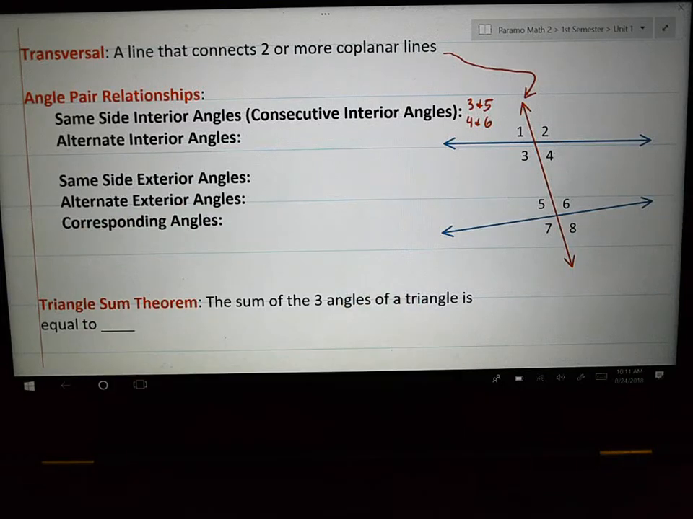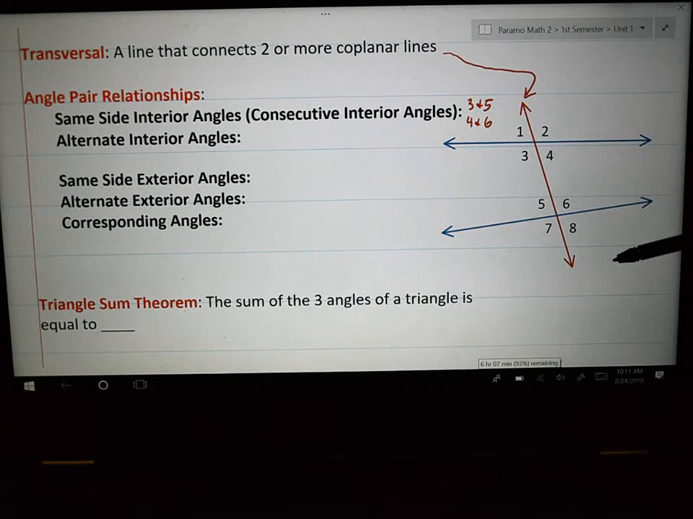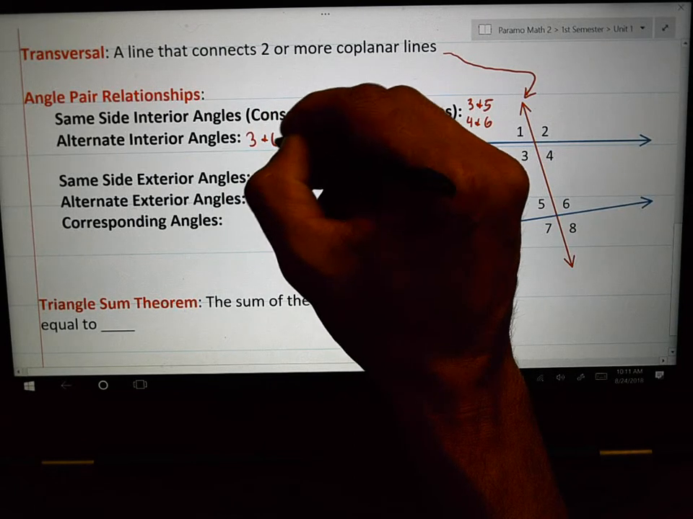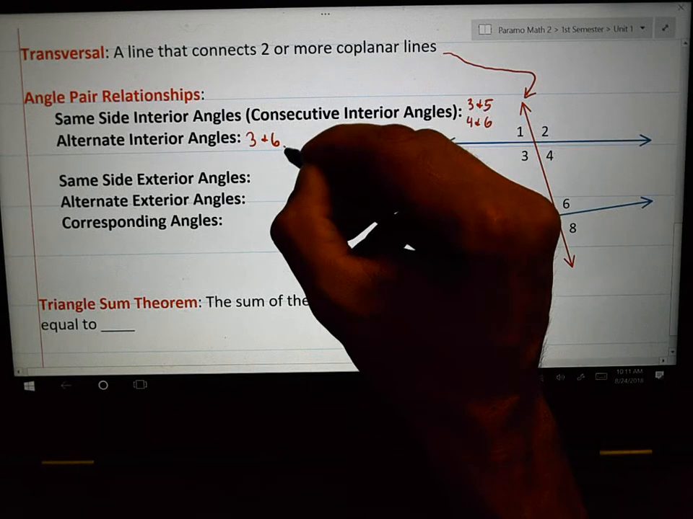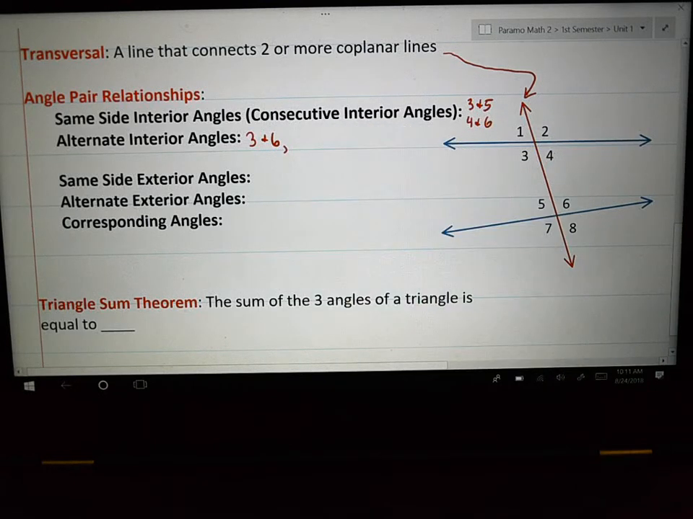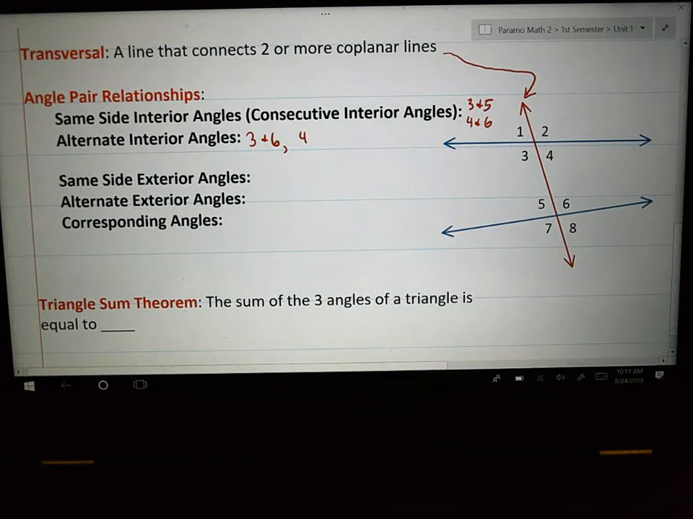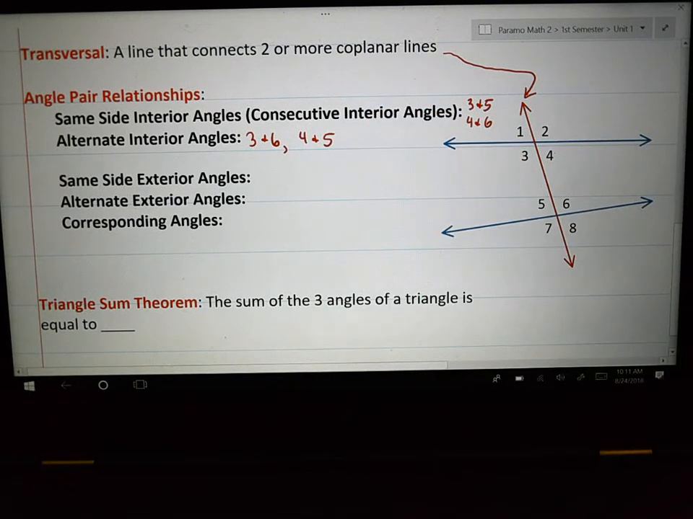Alternate interior angles mean that they're both inside, but one's on one side and one's on the other side of the transversal, like 3 and 6. Those are alternate interior angles. There's another pair. 4 and what other number is an alternate interior angle? 4 and what? Say it out loud. 4 and 5. Those are your only alternate interior angles. Doesn't matter if you say 5 and 4 or 6 and 3, they're the same thing.